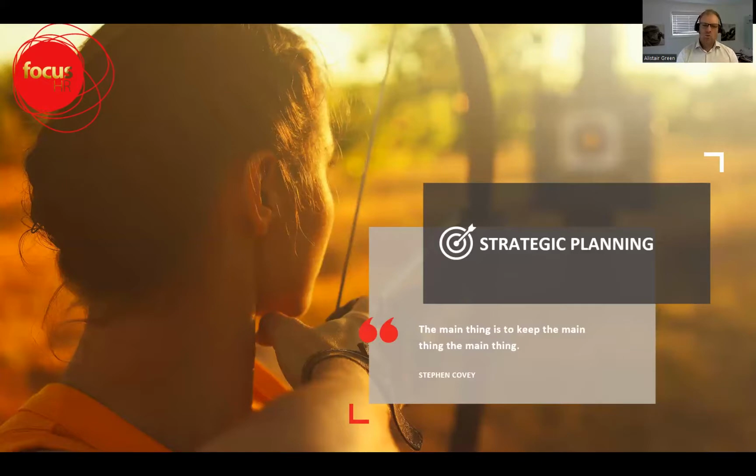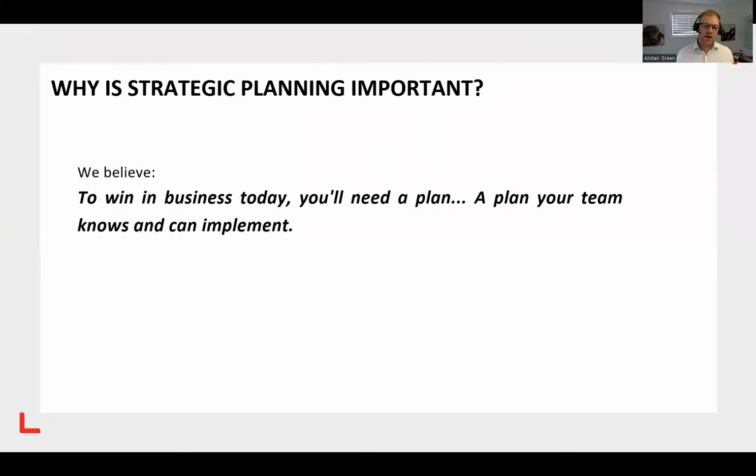We genuinely believe that to win in business today, you need a plan. And the plan must be one that everybody in the organization knows and can implement. They buy into it, they understand it, they understand what is involved in it, and they have the ability to actually implement it. Because when you talk about strategic plans, you can't actually implement strategy. Strategy is a future state, and you can't implement that future state. You've got to break it down, and I'll show you the way that we break that down in a moment.